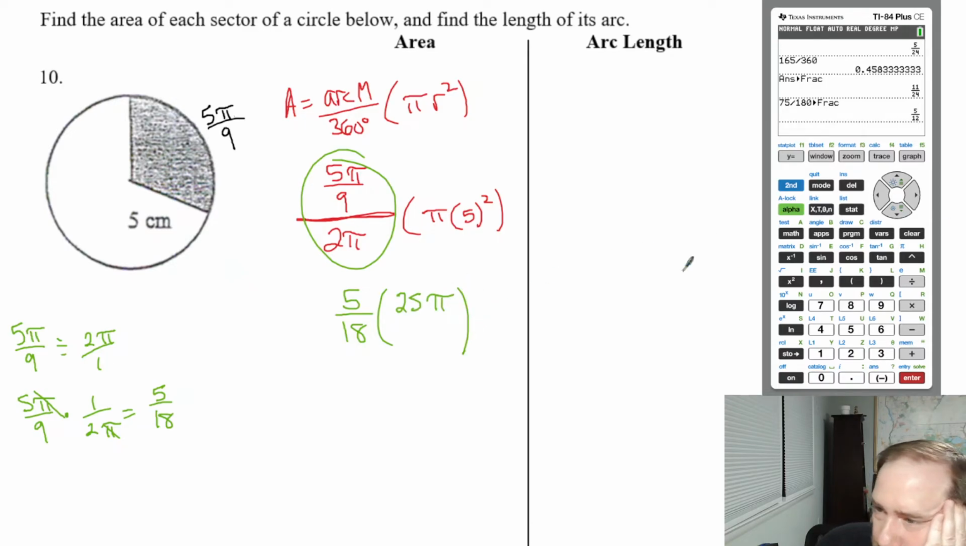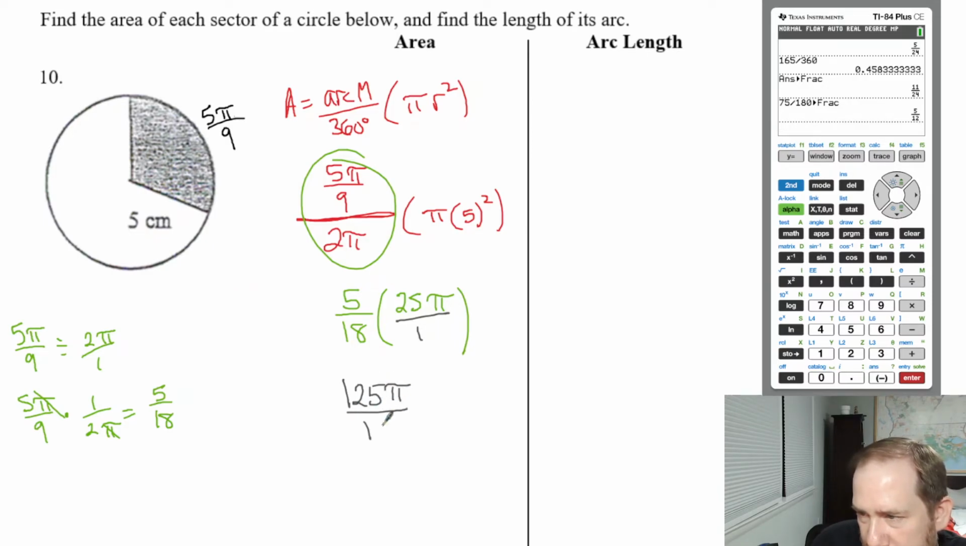And here's a good illustration of the fact that sometimes you just can't reduce anything. The 5 and the 18 don't have any common factors. The 18 and the 25 don't have common factors either. So you just multiply this out. You end up with 125 pi over 18. This is area, so it's square centimeters.